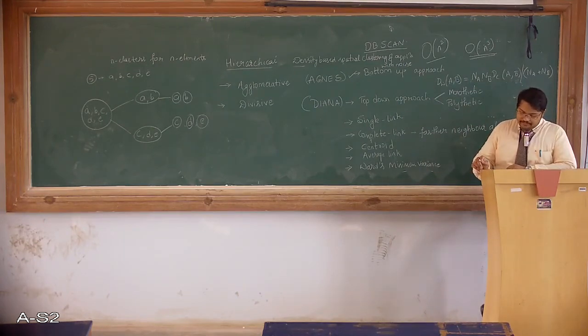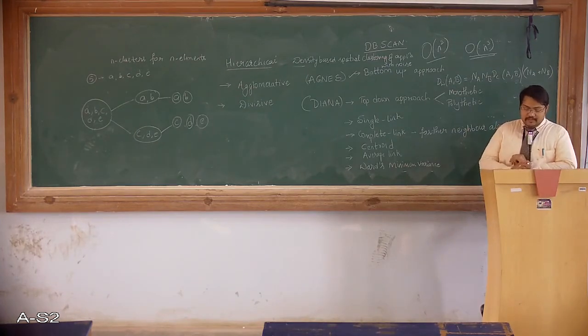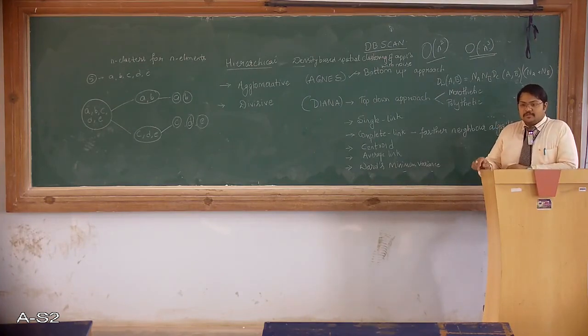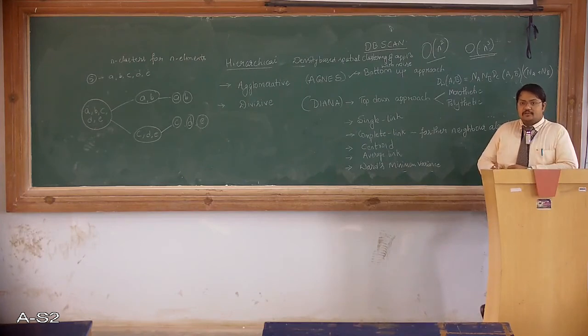So here, the neighborhood, the core objects, the proximity. Four things come under here: the neighborhood, the core object, the proximity, and the connectivity. These are the four concepts which come up when we consider DBSCAN.